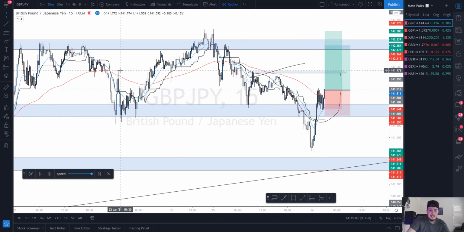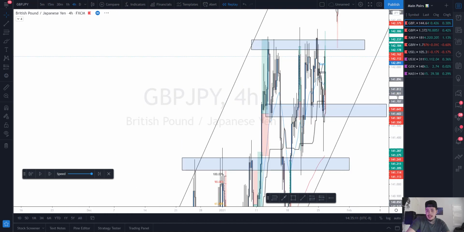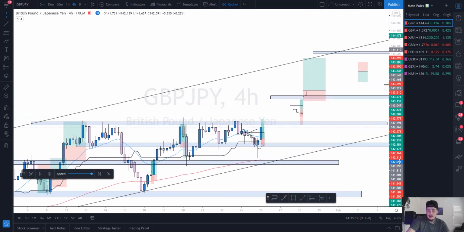Why did we take this buy position? You have to look at all time frames, though. You can't just take that buy just because it looks good. What do we see on this time frame here?